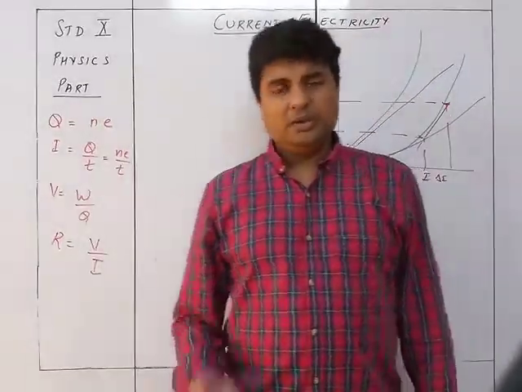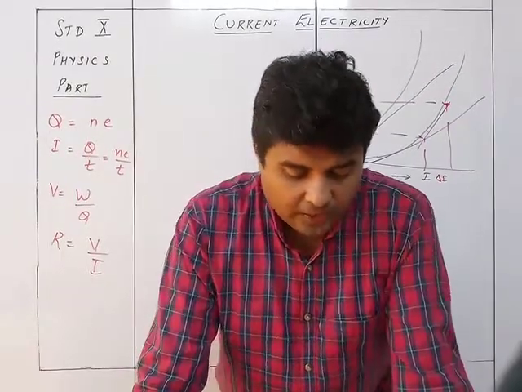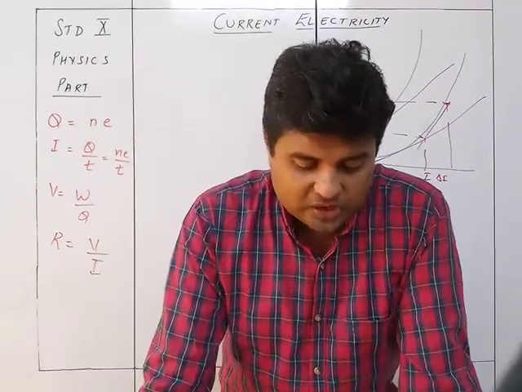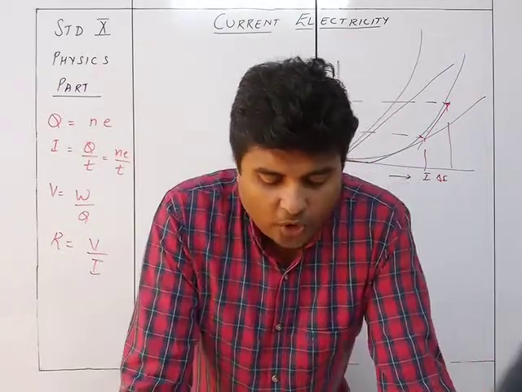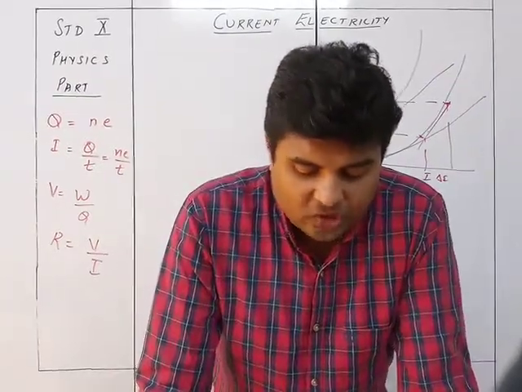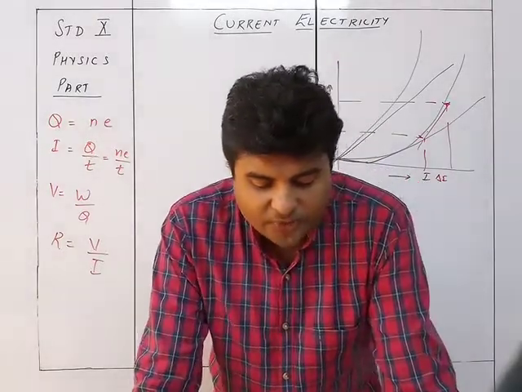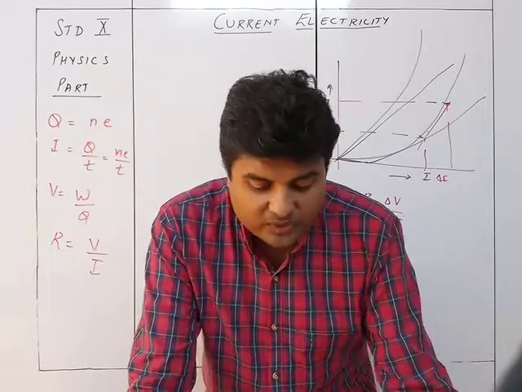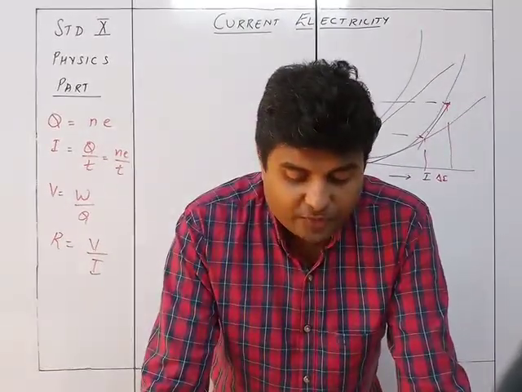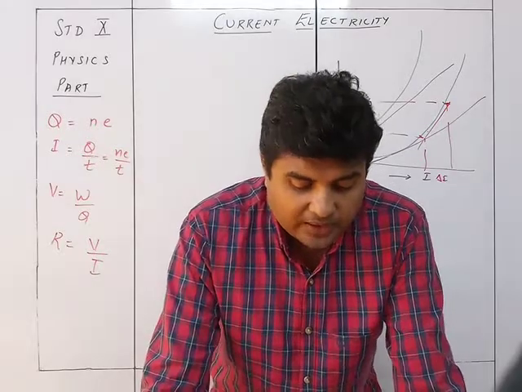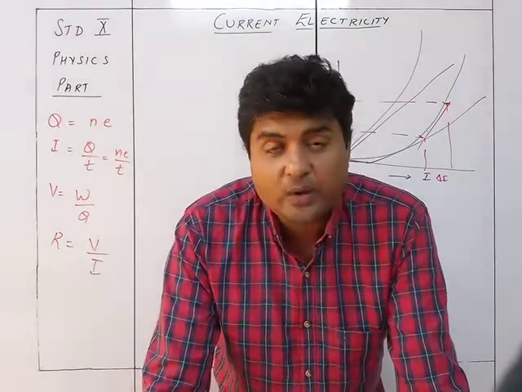So, ohmic resistors and non-ohmic resistors distinction. An ohmic resistor obeys Ohm's law; V/I is constant for all values of V or I. A non-ohmic resistor does not obey Ohm's law; V/I is not the same for all values of V and I. For ohmic resistors, the graph of potential difference V versus current I is a straight line passing through the origin, whereas for non-ohmic resistors the graph is not a straight line but a curve, which may or may not pass through the origin.